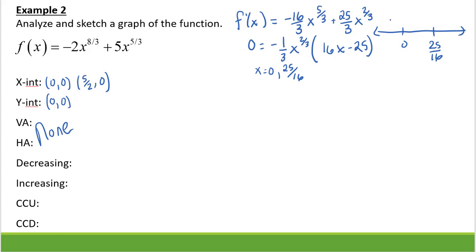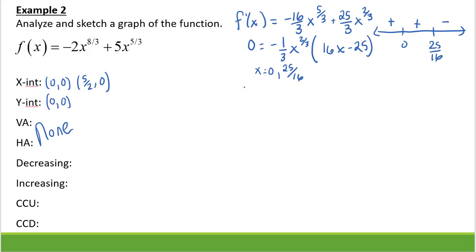So I'm positive. Plug in 1. That might be the easiest thing for you to plug in. I'm still positive. And then I end up being negative on this side. Sorry, I couldn't find my notes.